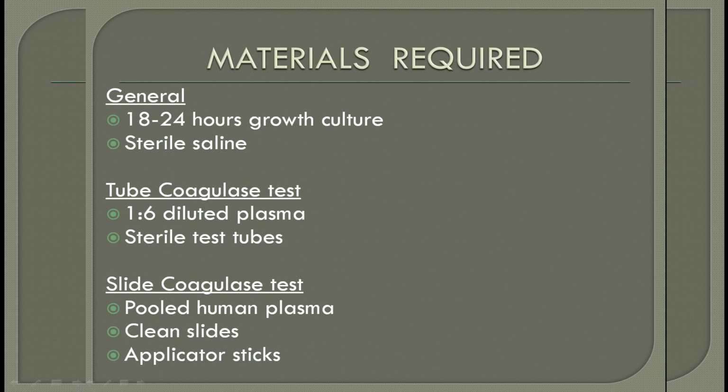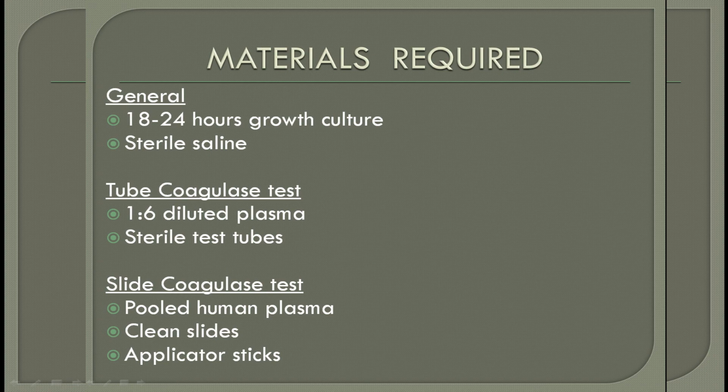Okay? Now these are the general requirements. What about the tube coagulase test? It requires specifically a 1:6 diluted plasma and sterile test tubes. Sterile test tubes, there is nothing to talk about, obviously. What do I mean by 1:6 diluted plasma? This is something that we will discuss when we talk about the tube coagulase test in a bit.